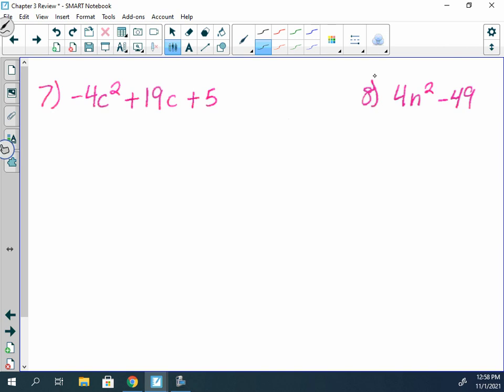Seven? So 7 we would do similar to what we just did. Now there is not a number or greatest common factor between all 3, but we can still factor out the negative to make 4c squared positive. Then we'd have -19c minus 5.